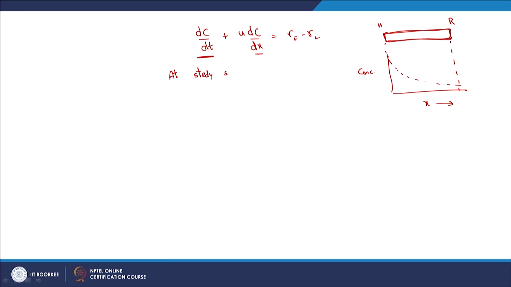how does this particular equation transform? Steady state means there is no change in any variable with respect to time. So, this particular term will be equal to 0. So, I just have u dC by dx is equal to rate of formation minus rate of loss, right, or dC by d(x by u) is equal to rate of formation minus rate of loss, and that is dC by dθ equal to rate of formation minus rate of loss.